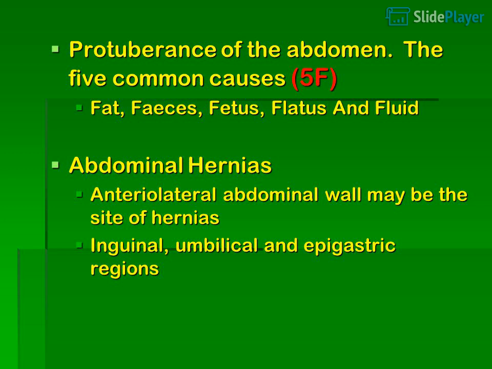Protuberance of the abdomen. The 5 common causes, 5 F's: fat, feces, fetus, flatus and fluid. Abdominal hernias: the anterolateral abdominal wall may be the site of hernias, in the inguinal, umbilical and epigastric regions.